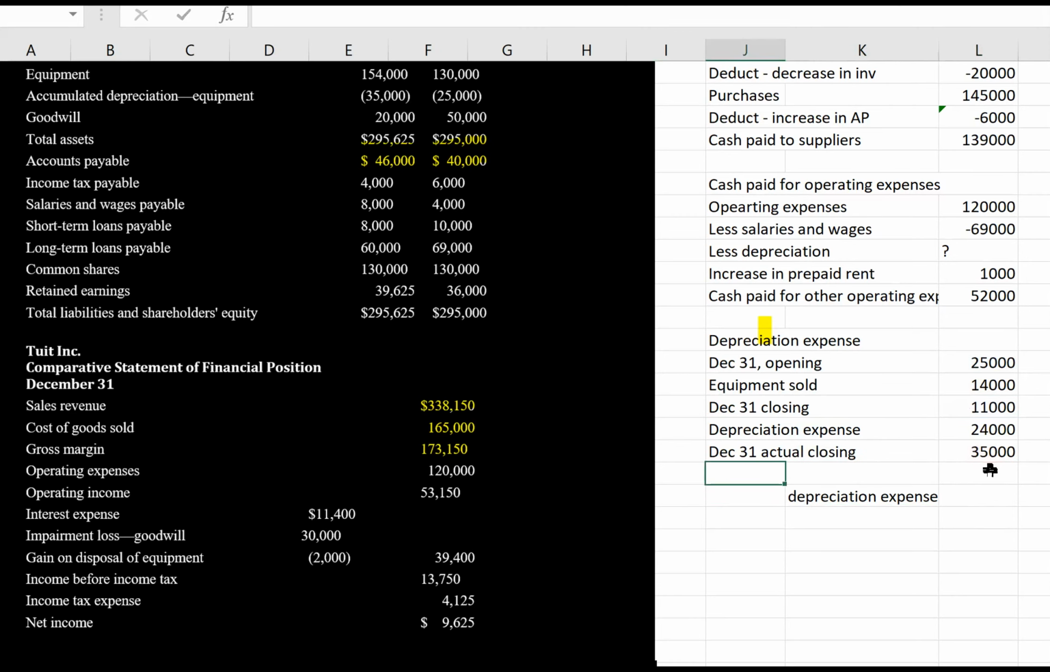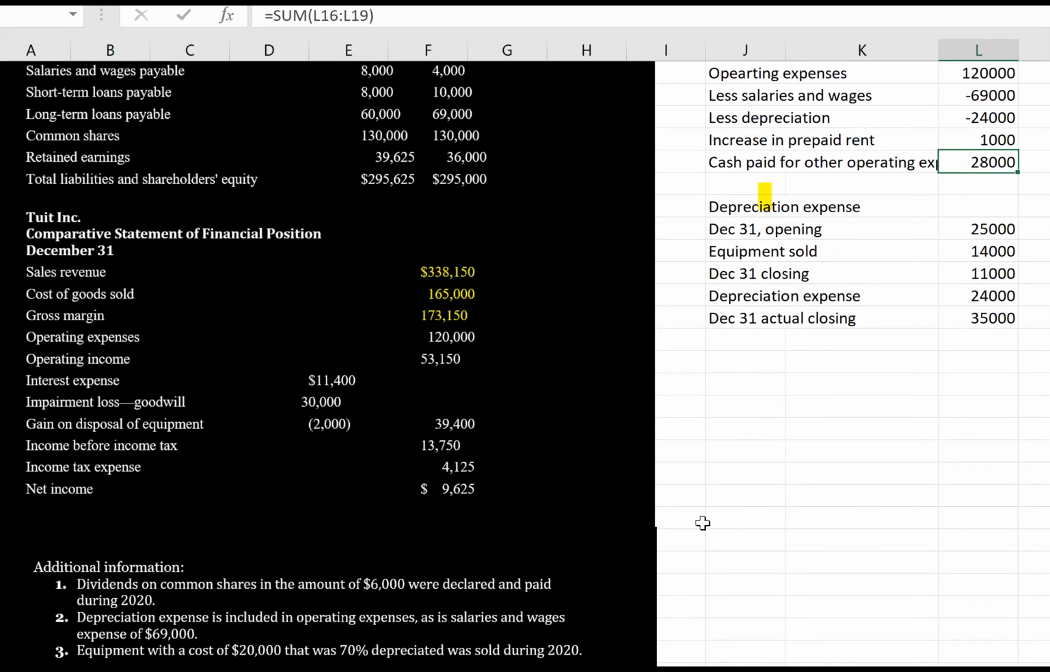So now that I know that number, I can take it up here. Now this is the direct method, so I'm not actually going to have depreciation expense on my statement of cash flows. We're going to use that number for our indirect method that we're going to prepare after. But right now I can put this 24,000 in here, and that is going to give me my cash paid for operating expenses, except for the fact that I need this to be negative because it's a cash outflow. So my cash paid for operating expenses is 28,000. So I can bring that down here.